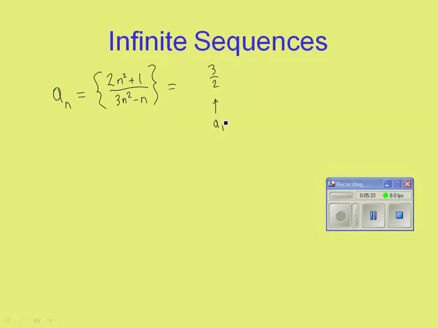Some books start with 0. Is 0 a natural number or not? Some books say yes, some books say no. I guess here we wouldn't want to start with 0, right?